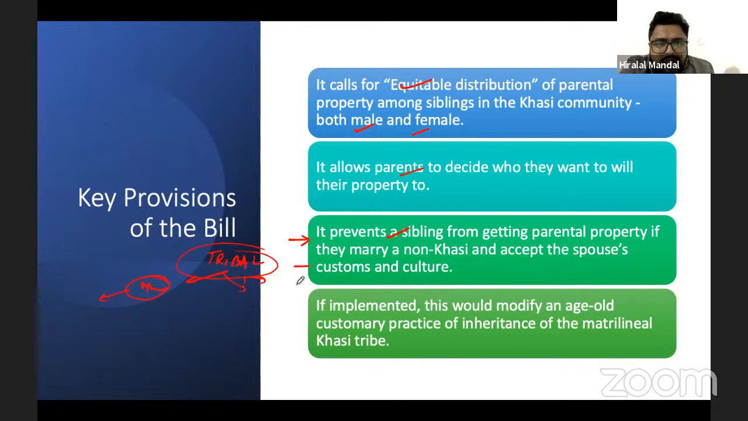That is what is mentioned. Another provision is that if it is implemented, it would modify, of course, the customary practices of inheritance of the matrilineal Khasi tribes. Okay, so these are the key provisions of the bill.